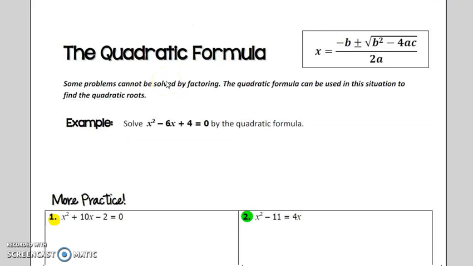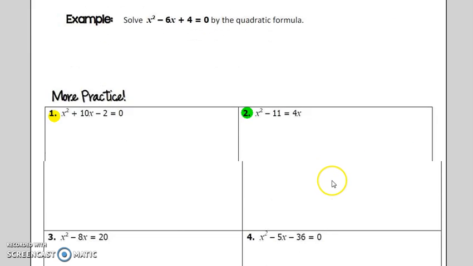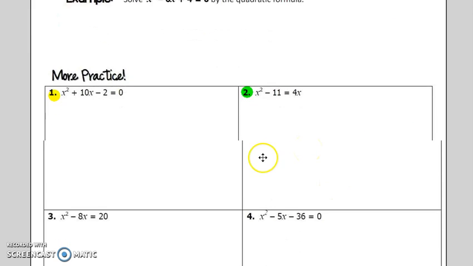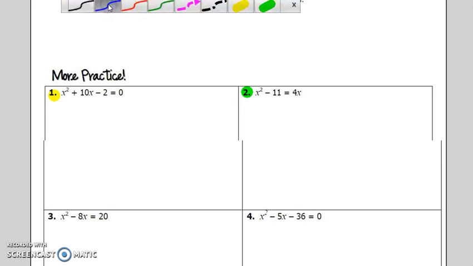Right, so this is day 2 for the quadratic formula. Negative b plus or minus the square root of b squared minus 4ac all over 2a. So what we want to do, remember, is to get it equal to 0 first, and then label our a, b, and c, and then go from there.